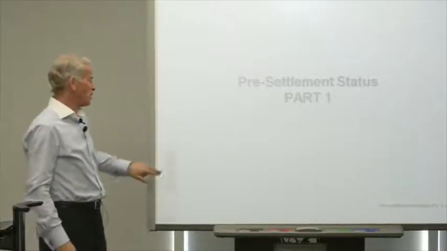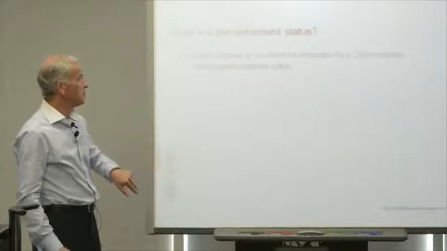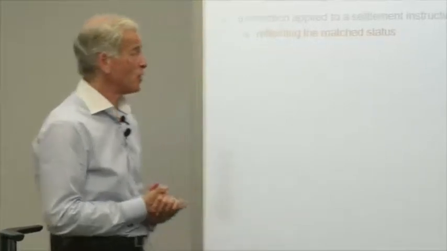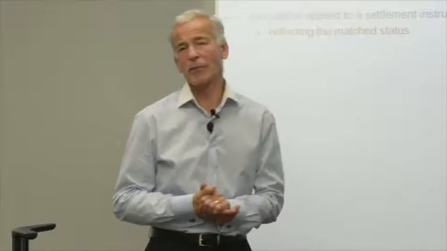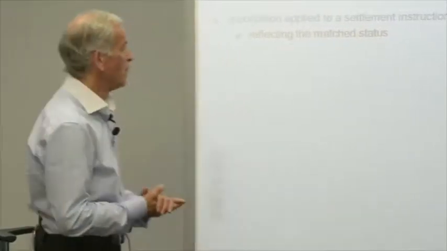Let's move on to the subject now of pre-settlement statuses. So let's assume that our situation is that we issued a trade confirmation, that we know that the counterparty has agreed it, we've issued a settlement instruction to the custodian, and now we are eager to hear back from the custodian what the status is, whether it's matched or unmatched.